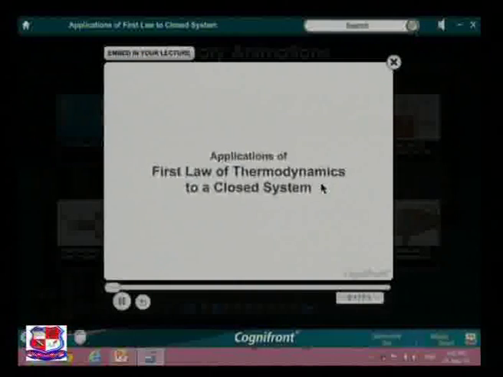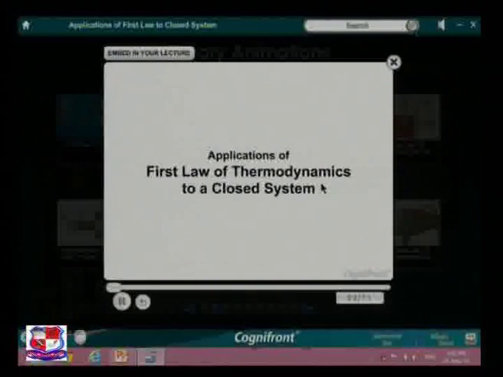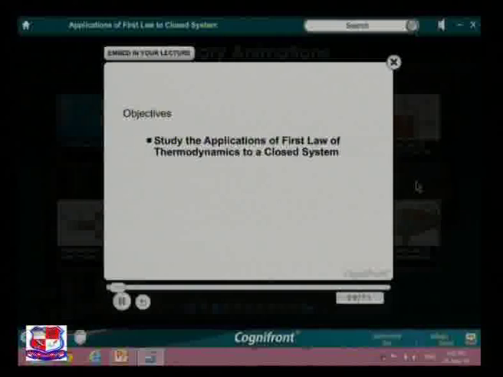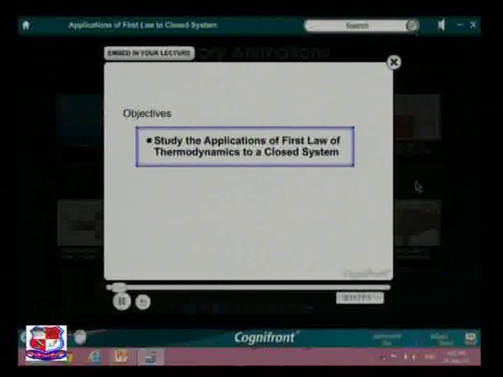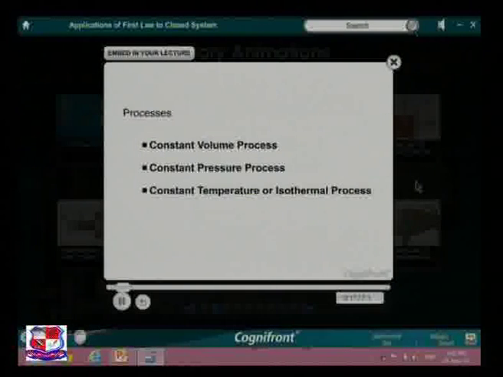Now application of first law to the closed system. Applications of first law of thermodynamics to a closed system. In this session, we will study the applications of first law of thermodynamics to a closed system. Here, we are going to see some processes.